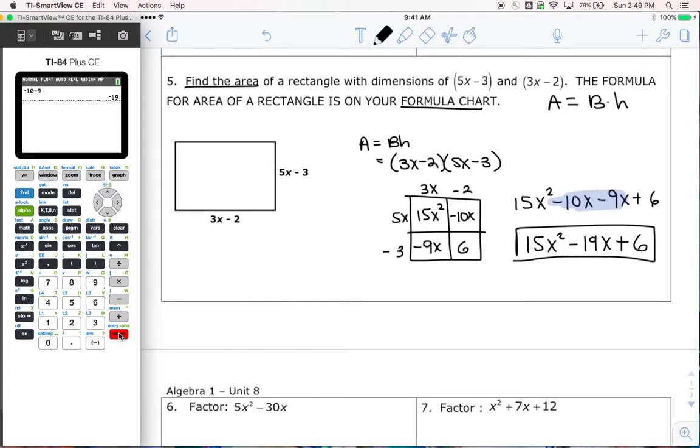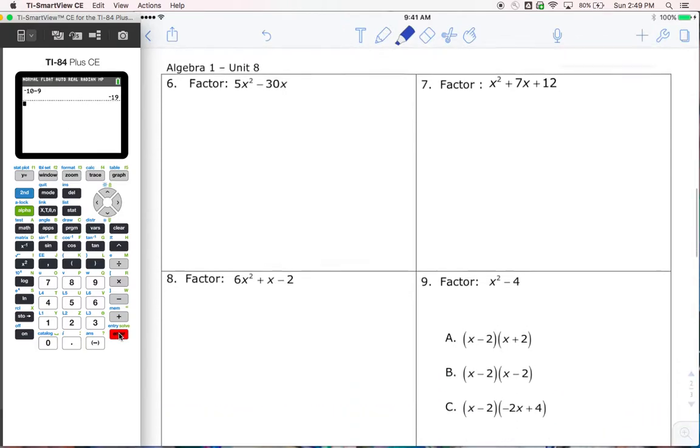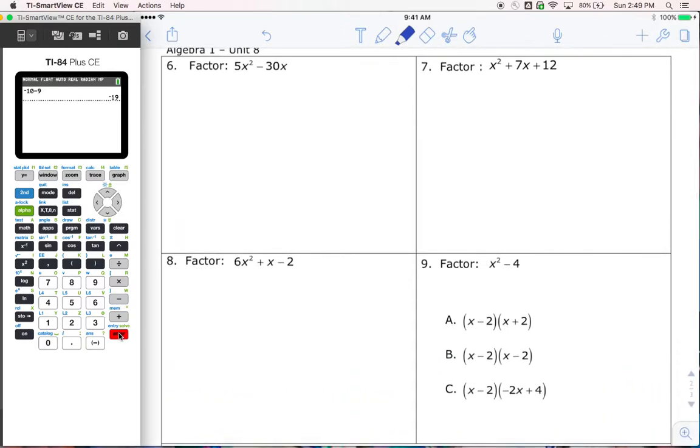Again, if you want to check in your calculator, put this in y1 and this in y2, and make sure those columns match. Now the back of your test is the reverse box method, right? That's factoring. So on the back of your test, we're going to be factoring. Let's go ahead and look at problem 6.